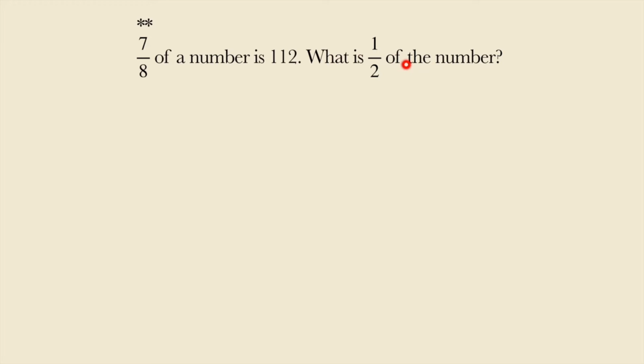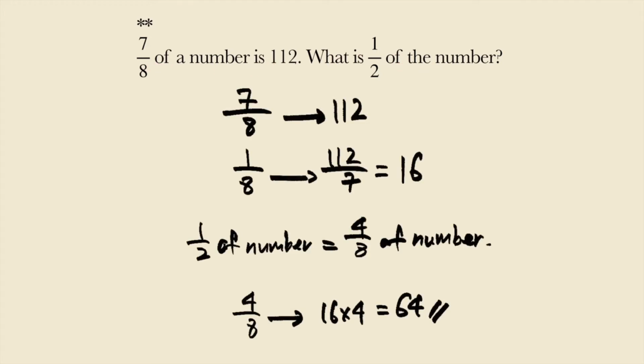7/18 of a number is 112. What is half of the number? Okay, let's work with this again. So if 7 units is 112, 1 unit is therefore 16. Now half of the number is also known as 4/8 of the number. Those are equivalent fractions, right? Half of the number is 4/8 of the number. If 1 unit is 16 and we want 4/8, we just take 16 times 4.